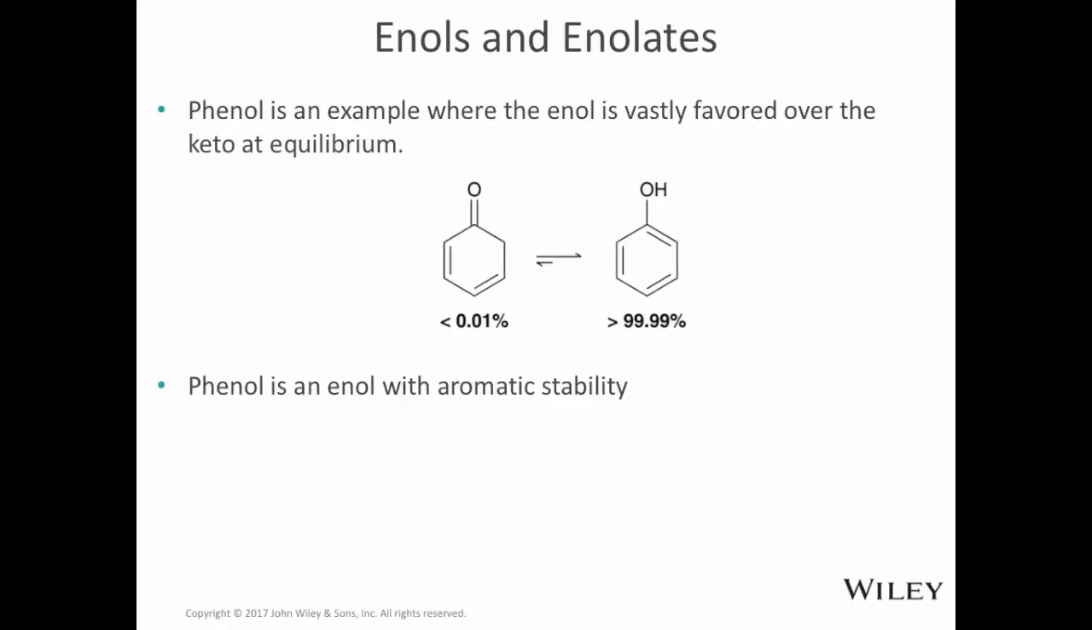Phenol is an example where the enol is vastly favored over the keto form at equilibrium. So here, this would be phenol. This is the keto form. The phenol is highly, highly favored because it is aromatic, whereas the ketone form is not.